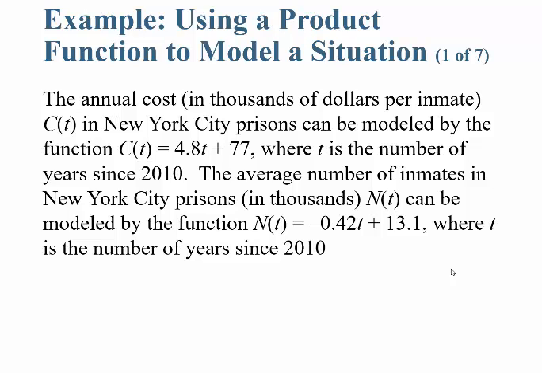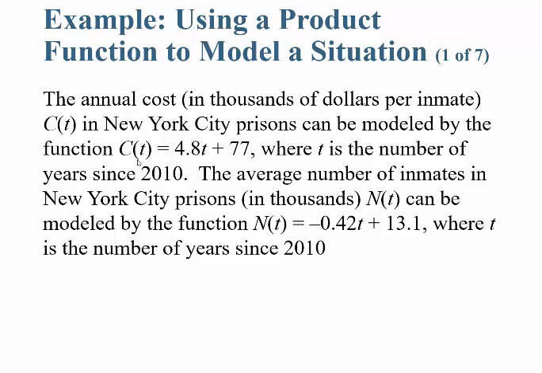All right, let's end on a practical example. The annual cost in thousands of dollars per inmate, which we'll denote as C of T, in New York City prisons can be modeled by this cost function. C of T is equal to 4.8T plus 77, where T is the number of years since 2010. The average number of inmates in New York City prisons, again in the thousands, which we'll call N of T, can be modeled by the function N of T is equal to 0.42T plus 13.1. This is where T is the number of years since 2010.